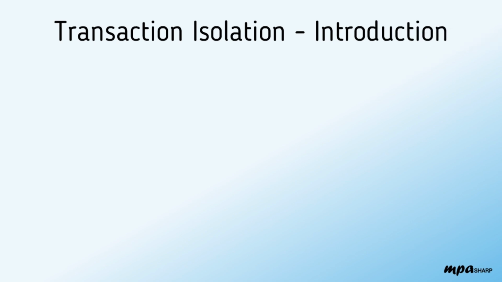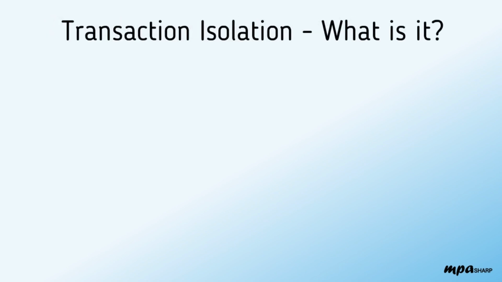Hello everyone. In the previous module, we learned about the basics of SQL Server transactions and the properties of transactions. There, we discussed that among the four ACID properties of a transaction, isolation is the one that can be modified in SQL Server. In this module, we will delve deeper into the isolation property to understand its significance and how it can be adjusted to optimize transaction performance.